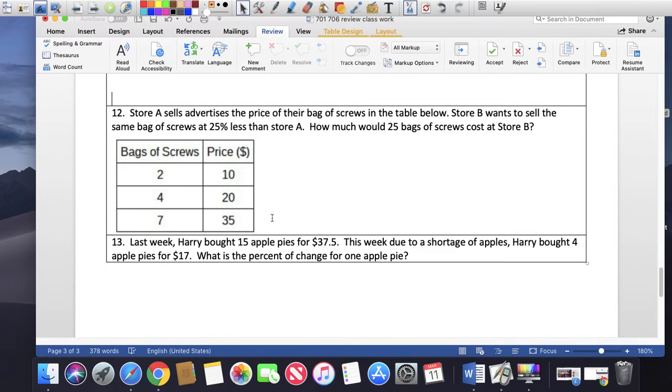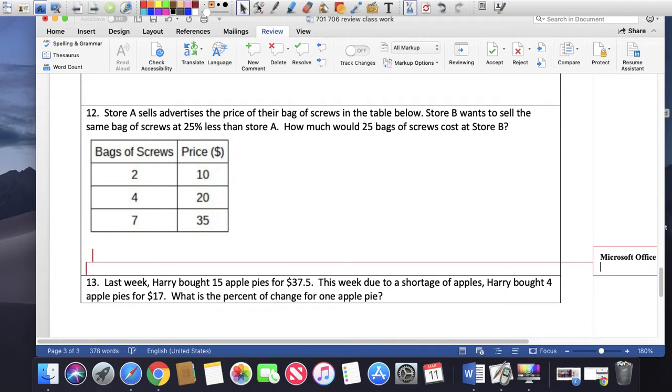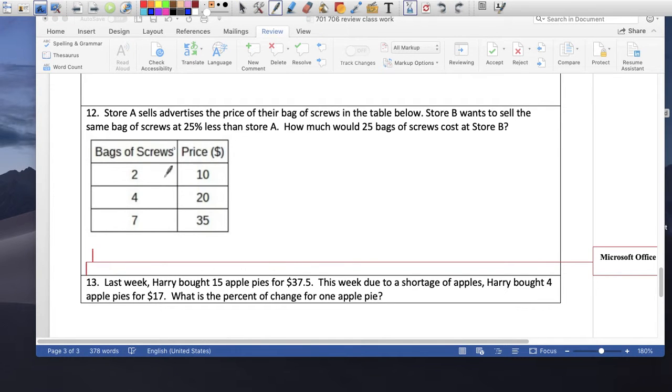12, again, this is the same thing as the egg thing. Store A sells bags of screws at this price, so it's times 5, times 5, so it's proportional. The price is $10, you get two bags, which means that one bag is $5 at Store A.